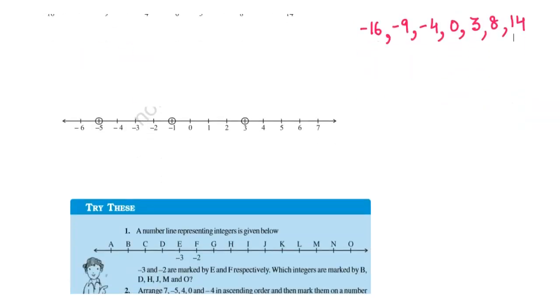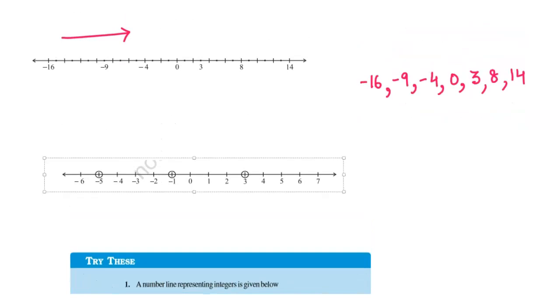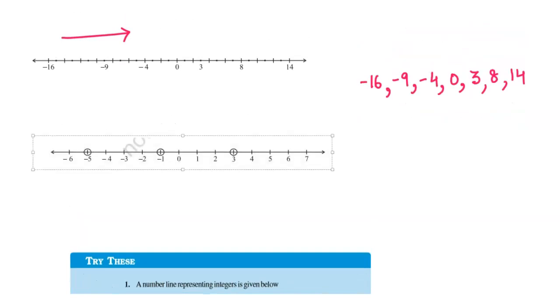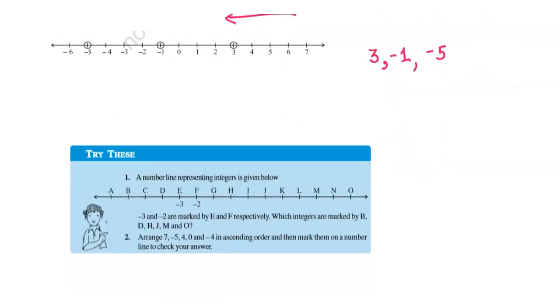In the other number line, can you represent them in descending order? That means in decreasing order. So they are decreasing in this direction. We have 3, which is the biggest, then negative 1, then negative 5. This way we are representing them in descending order.